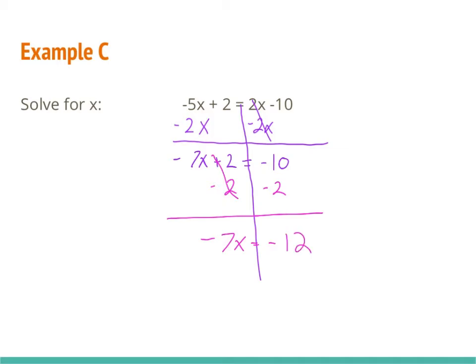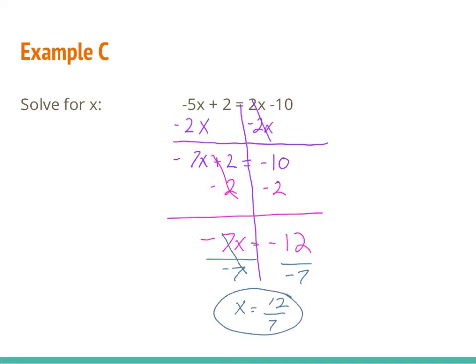Oh no, I can see that 7 isn't going to go into 12, but that's okay. Fractions are a part of life. So we're going to divide both sides by negative 7, and since these cannot be simplified, I'm going to leave it as an improper fraction. Now, I do see that a negative divided by a negative is going to give me a positive. So in the end, I'm going to have positive 12/7.